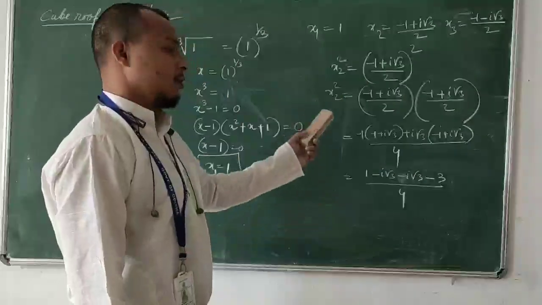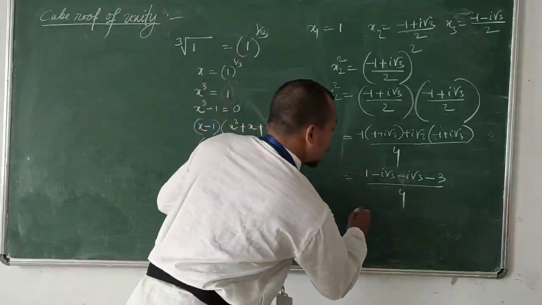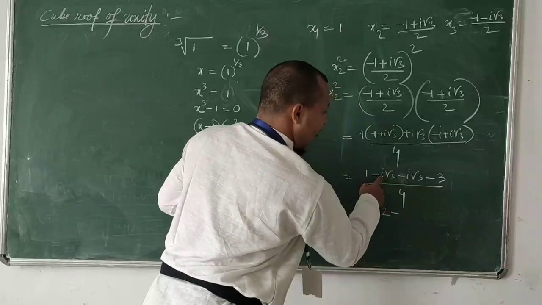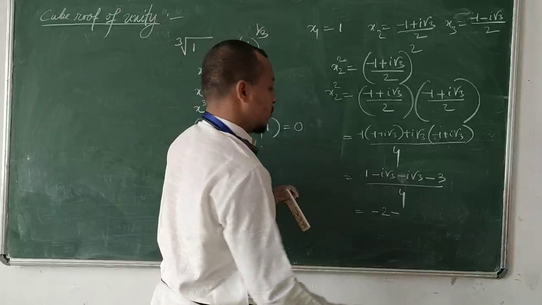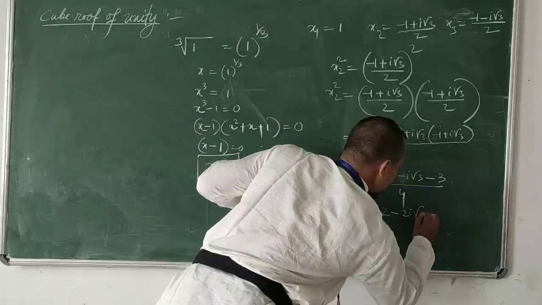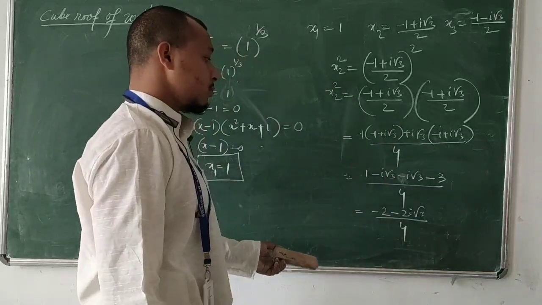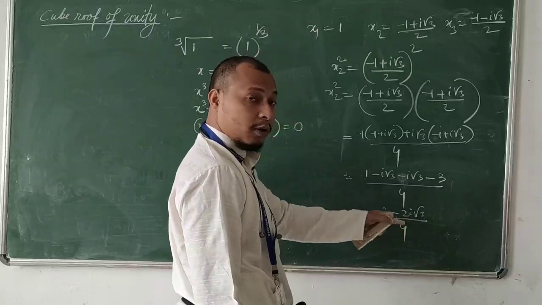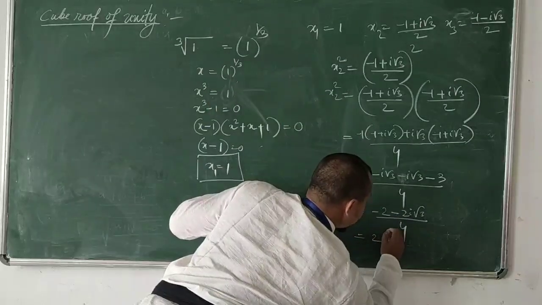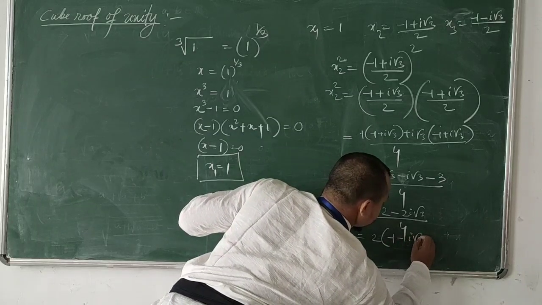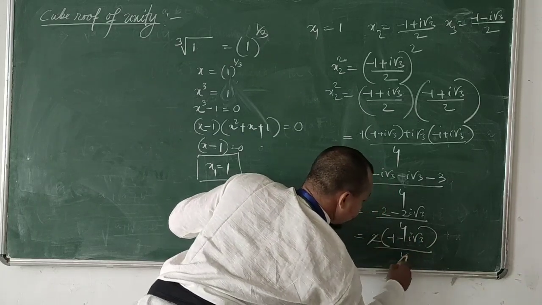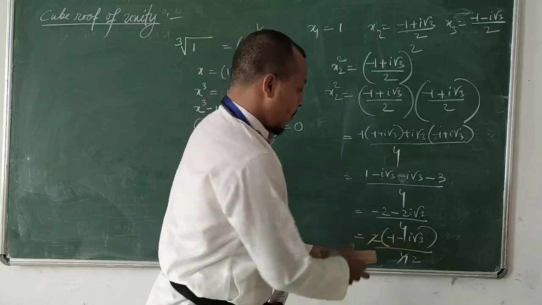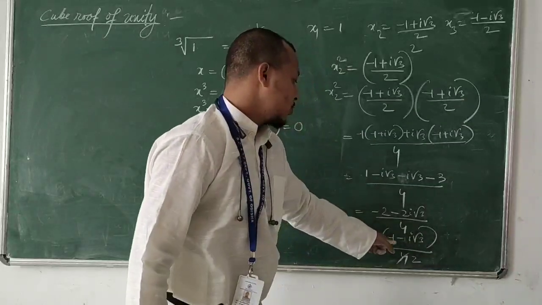Okay, I hope you have understood that multiplication, how I have done it. Now check here: minus 3 plus 1 is equal to minus 2. So minus 2 minus i root 3 minus i root 3, that is minus 2 minus 2i root 3, by 4. Here 2 is there, 2 is there, so take common 2: minus 1 minus i root 3 by 4. But 2 and 4 will cancel out each other, and here you get 2. So finally what you have got is minus 1 minus i root 3 by 2.